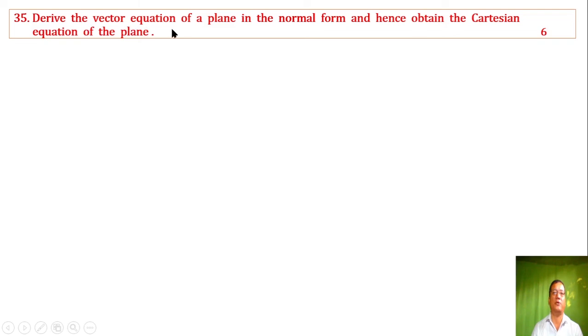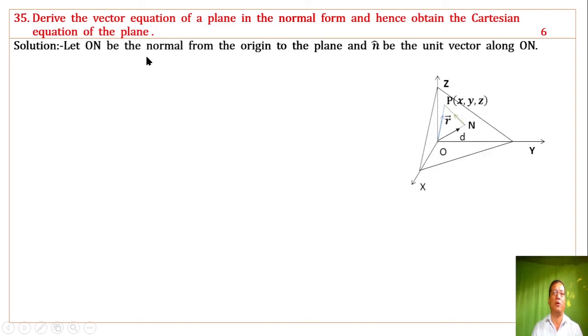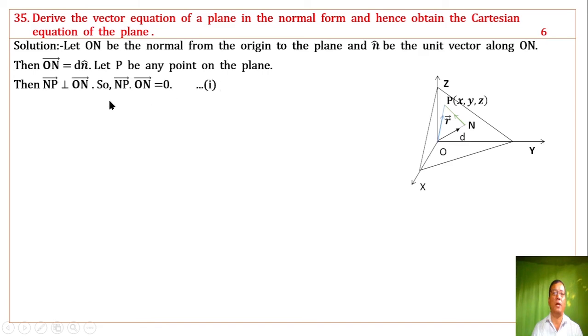Question 35. Derive the vector equation of a plane in the normal form and hence obtain the Cartesian equation of the plane. 6 marks. Let ON be the normal from the origin to the plane and n cap be the unit vector along ON. Then ON equals d times n cap. Let P be any point on the plane. Then NP vector is perpendicular to ON vector. So their dot product must be 0.